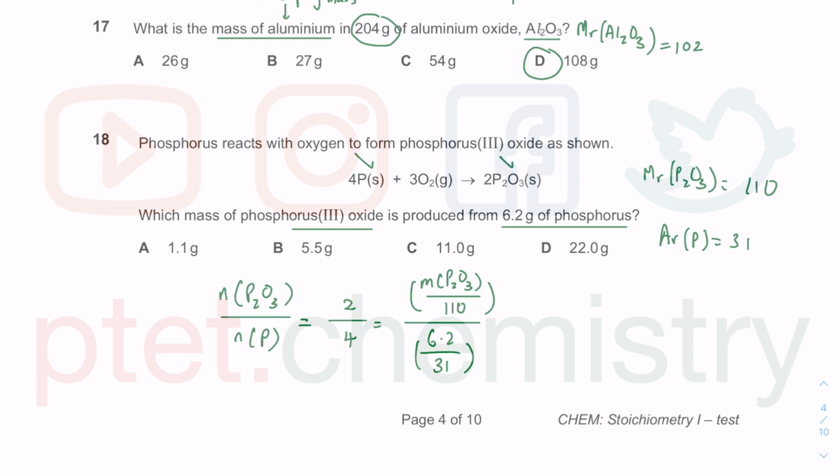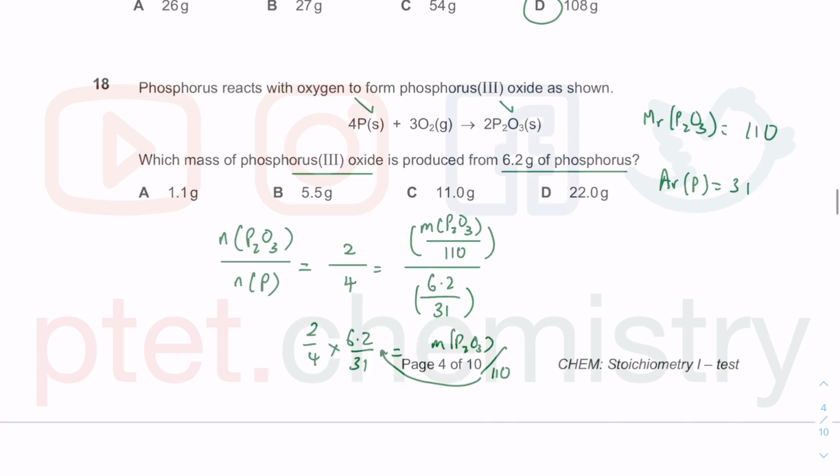And now I just need to rearrange my equation. So 2 over 4 times 6.2 over 31 is the mass of P2O3 over 110. Of course, then I can move the 110 on top as well. I'm running out of space here, but anyway, the mass of P2O3 is equal to all of these times 110. If you want, you could have done everything in one step. I would have done everything in one step, but this is the first question in this tutorial on this kind of thing. So I'll show it in greater detail first, but later on you'll see me taking some shortcuts, which you should be able to do once you're more familiar and more expert with this kind of calculation.